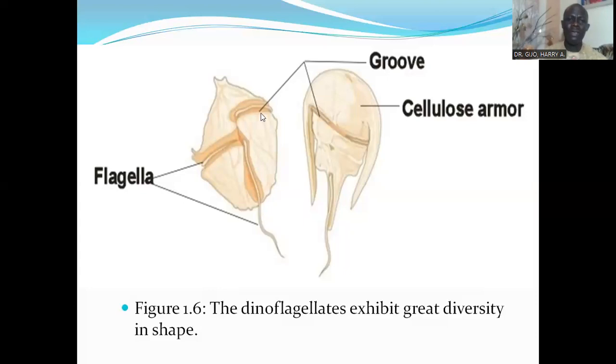Now, the transverse flagellum is found within a groove, and it beats to the cell's left. And we have a longitudinal one that extends posteriorly, which propels the cell forward. And they have a cellulose armor. Some of them have cellulose armor.